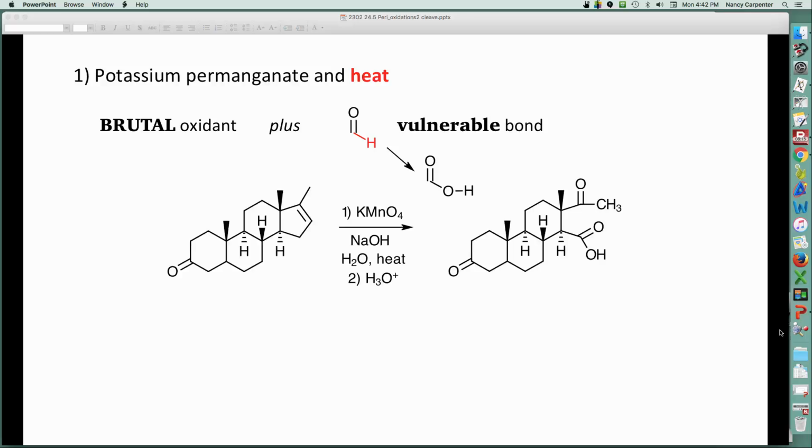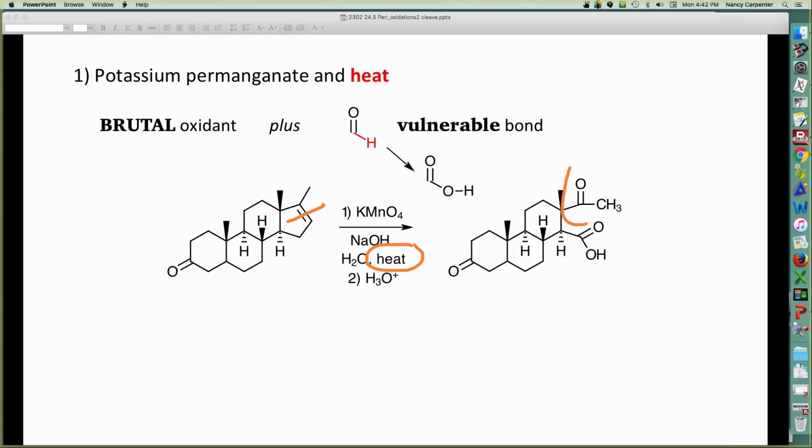Here's a nice example. We've got a steroid framework here. We have our pi electrons, electron rich. We have our very strong oxidant that's looking for something to oxidize. Hence, we look at the alkene. But what we really want to pay attention to here is the fact that it's hot. So we cleave our double bond.